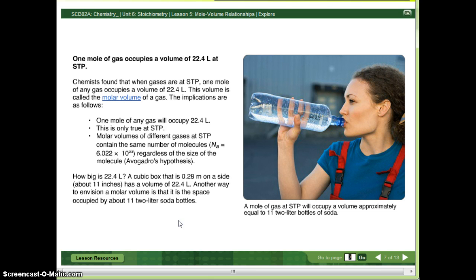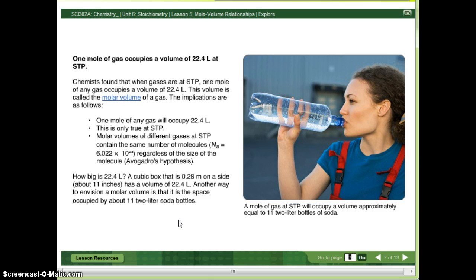The implications are as follows. Number 1. 1 mole of any gas will occupy 22.4 liters. Number 2. This is only true at STP. Number 3. Molar volumes of different gases at STP contain the same number of molecules, N sub A, which equals, say it with me, 6.022 times 10 to the 23rd, regardless of the size of the molecule. Avogadro's hypothesis.